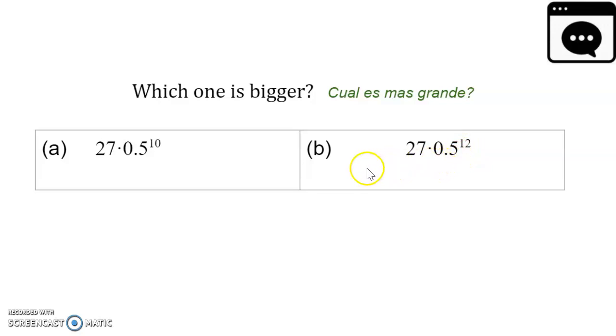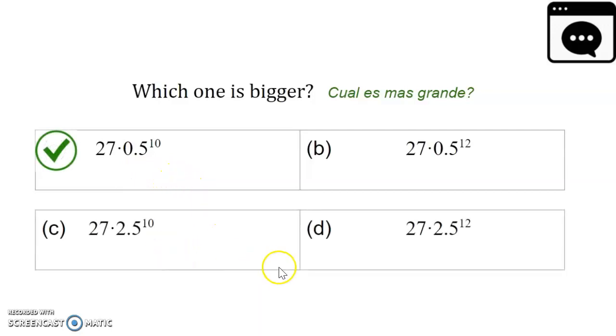Which is going to be the bigger number? Well, as you multiply by 0.5, it's going to get smaller. Okay, so it's only going to get smaller by 10-fold, while this is going to get smaller by 12-fold. So this is going to get much smaller. So A is a bigger number.